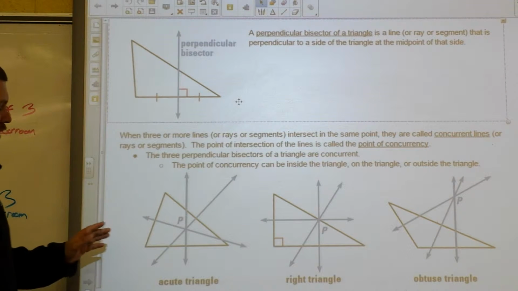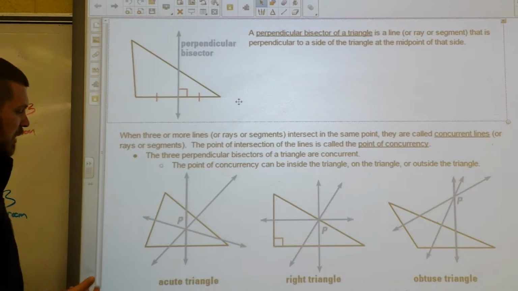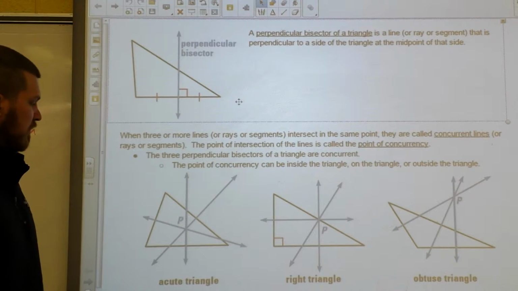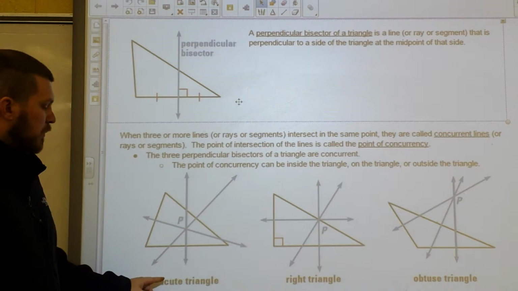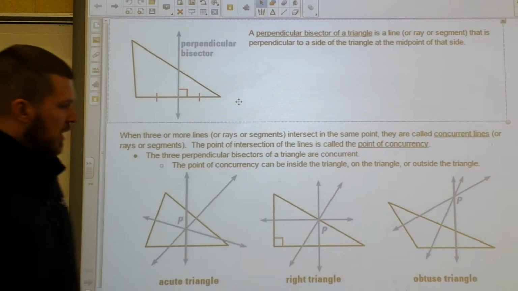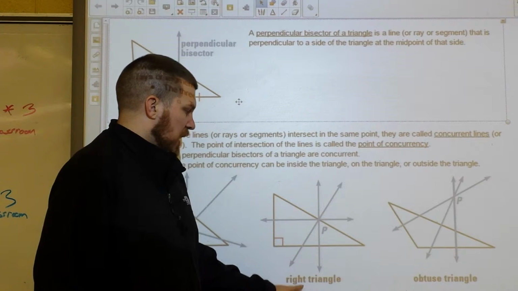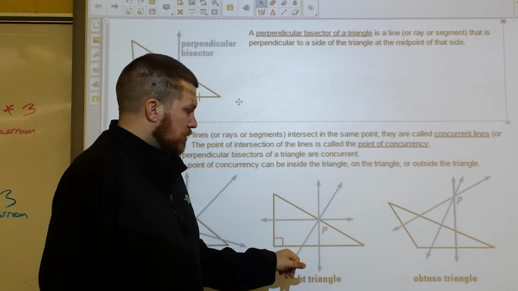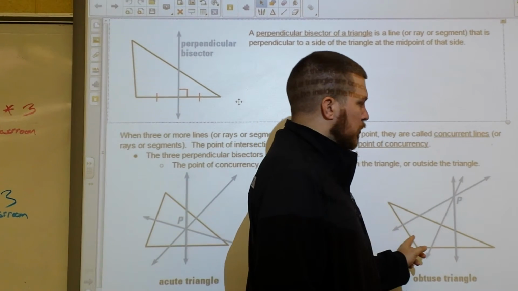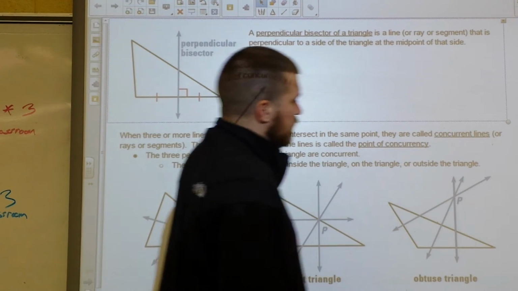The point of concurrency for the perpendicular bisectors of a triangle can be in three different places depending on what type of triangle you have. For instance, if you have an acute triangle, then the perpendicular bisectors will always meet up on the inside. If you have a right triangle, then the perpendicular bisectors are always going to be concurrent on the edge of the triangle, like we see here in this picture. That's only for right triangles. And if you have an obtuse triangle, the perpendicular bisectors are always going to meet on the outside of the triangle, only if it's obtuse though.